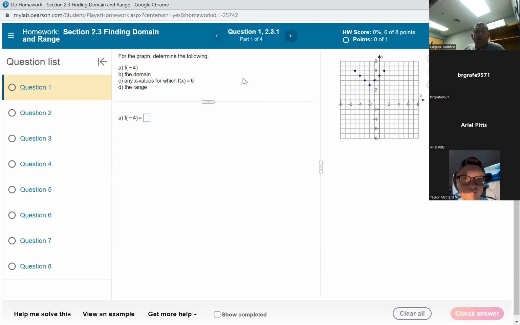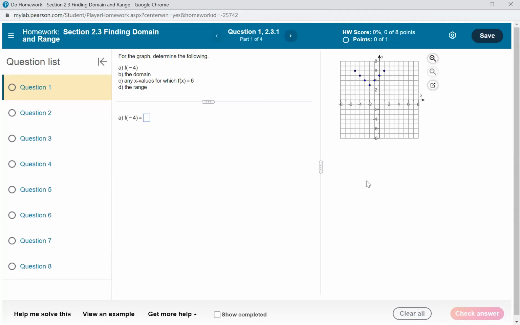So they gave me a graph over here with, looks like, 1, 2, 3, 4, 7 points on it. So for A, they want me to find f of -4. And y'all, I'm gonna pull my chat up so I can see. Okay. So when they want us to find f of -4, they want us to find the Y value that we get when our X value is -4.